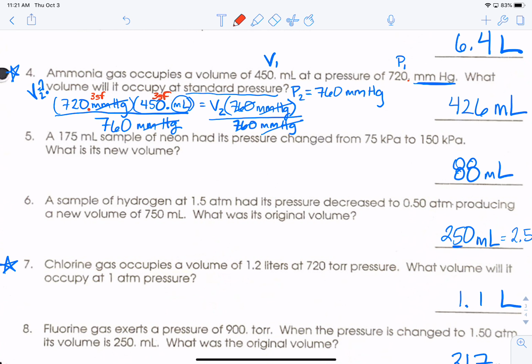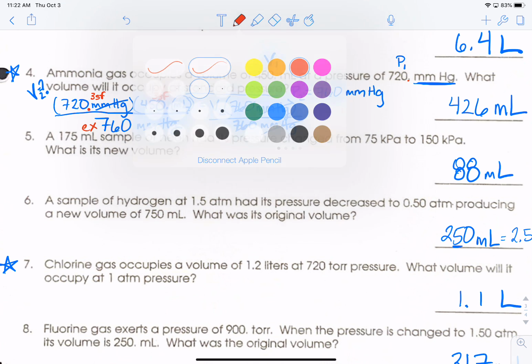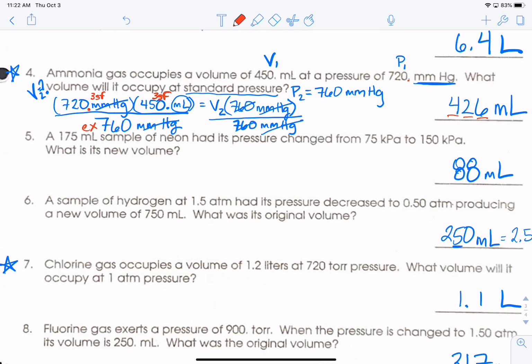Now here's something interesting. 760 is a standard pressure. It is defined. If it's defined, it is exact. When we have exact numbers, we don't consider them when we're trying to figure out how many sig figs the answer should have. So in this case, we've got 3 sig figs, 3 sig figs, therefore our answer needs to be rounded to 1, 2, 3 sig figs.